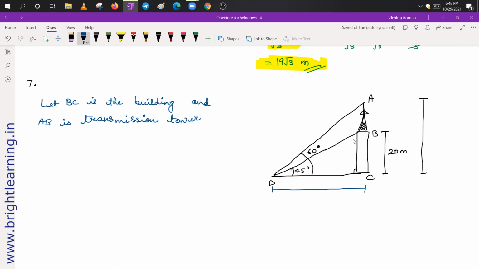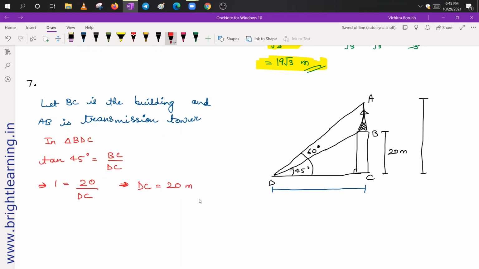So for this length we will consider first this triangle, that is triangle BDC. In triangle BDC, tan 45 degree is equal to perpendicular BC upon base DC. Now tan 45 degree we know is equal to 1. BC is given in the question, that is 20 meters, and we have to find the length of DC. So DC gets multiplied with 1, and from here you will get DC equal to 20 meters. So this is this distance.